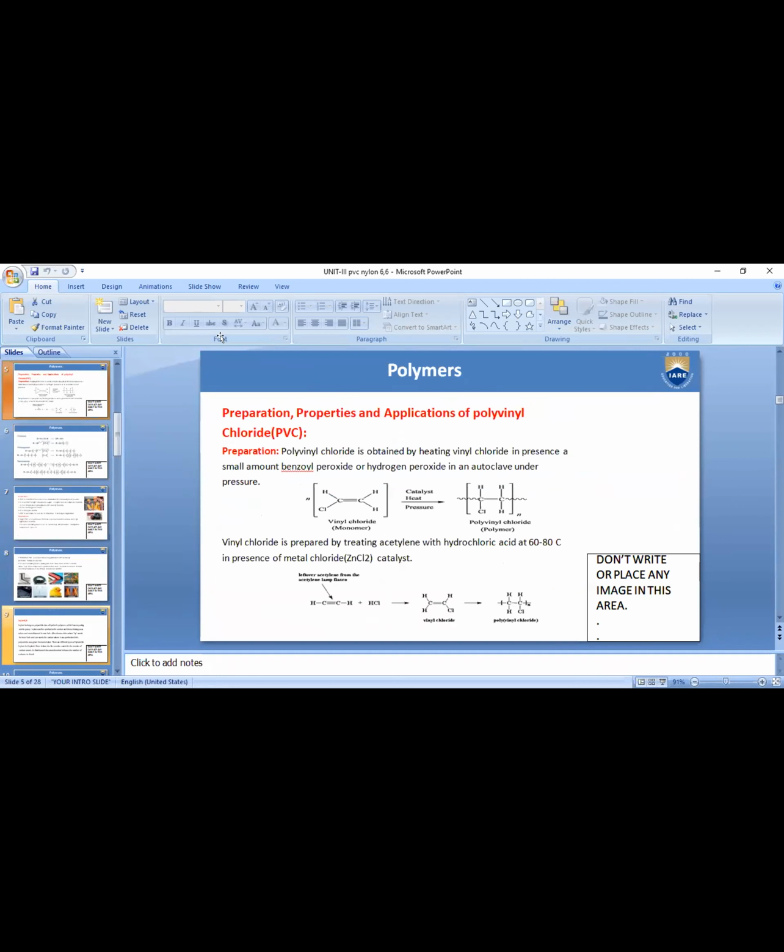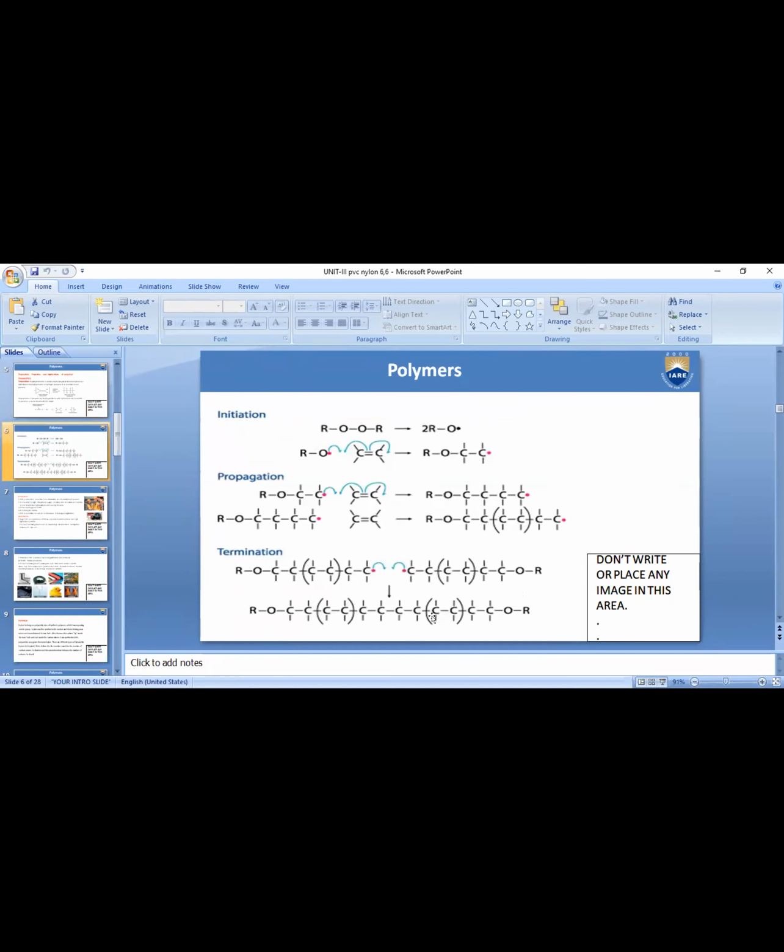How to prepare PVC, polyvinyl chloride? Heating vinyl chloride monomers, adding catalyst, applying pressure, so we will get the polyvinyl chloride. It is an addition reaction. Only one type of monomer we have taken, containing one double bond. We'll get a straight chain, a linear polymer.